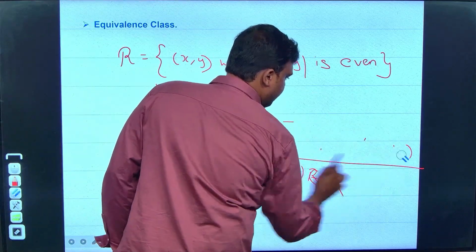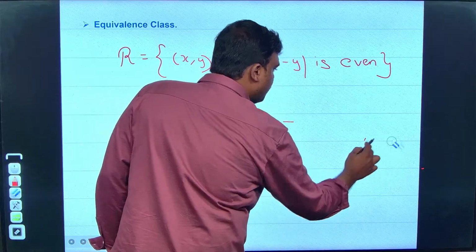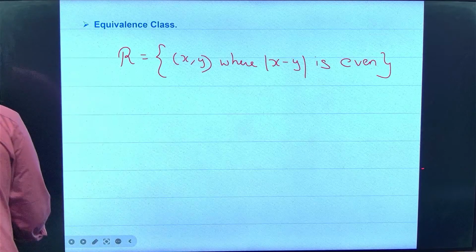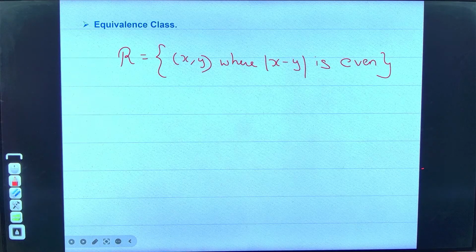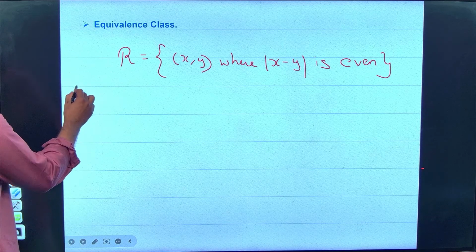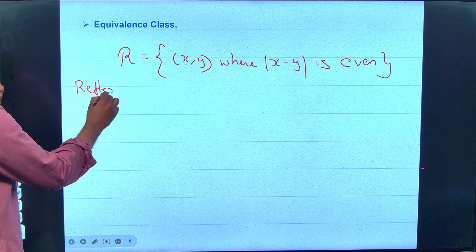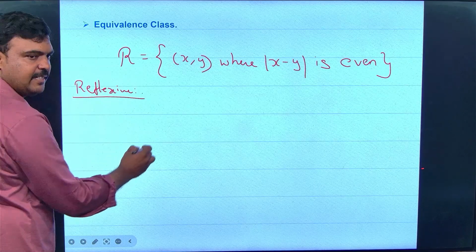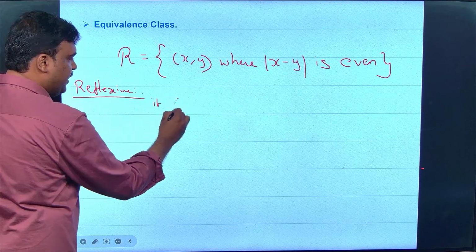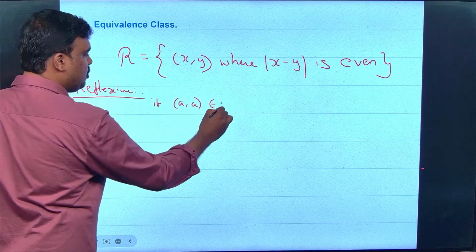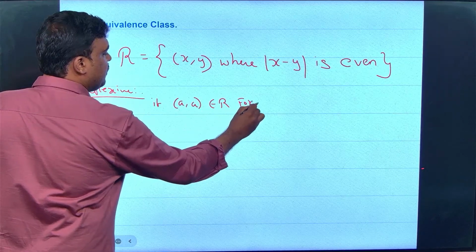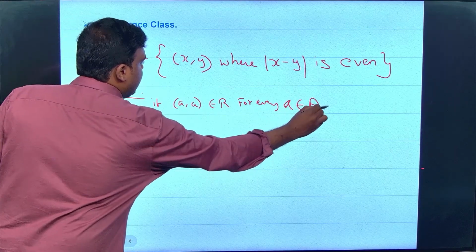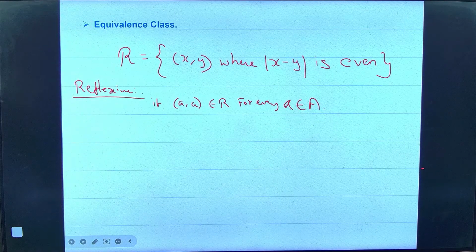I am writing it now, you have to write it like this. Whatever I am writing now is going to be in the marking scheme. If this alone is there, you can get the full marks. The first thing, you write the word reflexive, and you write the definition of it. What will the definition be? If a comma a belongs to R for every a belongs to capital A. This is what you might write.